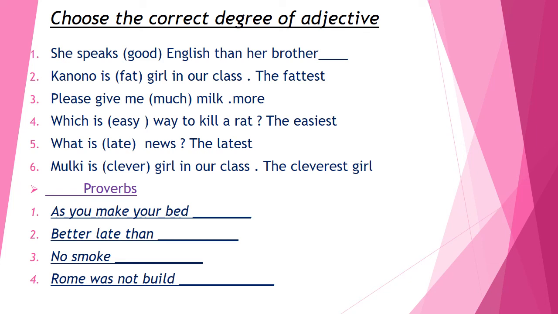Mulki is dash girl in our class. Class has many people. For example, in your class, you are over 30. More than two people. So we say, Mulki is the cleverest girl in our class.